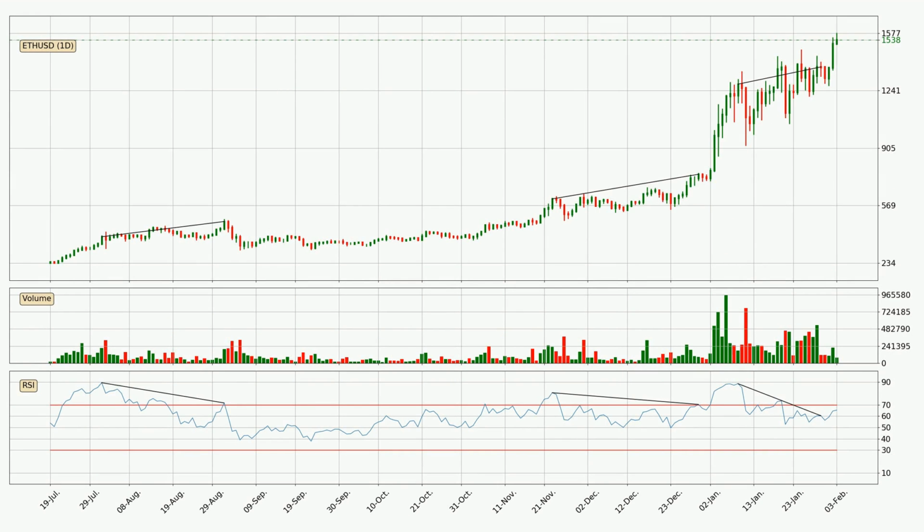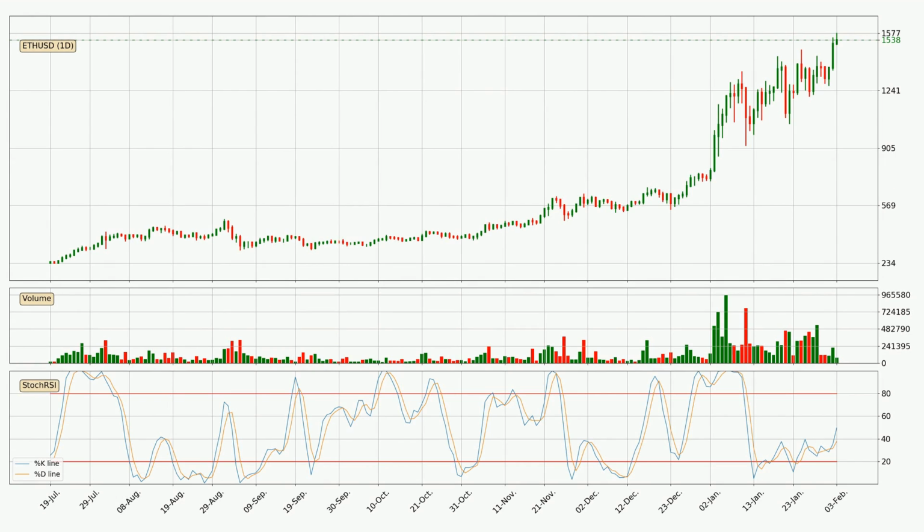Looking for divergence in the daily time frame, unexpectedly, the price went up, despite the bearish divergence. Looking at the daily stochastic RSI, it currently shows no overbought or oversold conditions, but because the %K line is over the %D line, we can deduce that the trend is currently on the up.